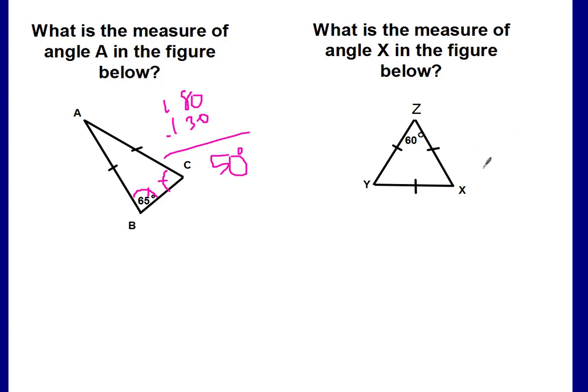Okay, for our second triangle over here on the right, you'll notice that all three sides have one tick mark. That means all three sides are congruent. So that means all of the angles are congruent, since angle Z measures 60 degrees, then all angles will measure 60 degrees. So the measure of angle X would be 60 degrees. The measure of angle Y would also be 60 degrees.